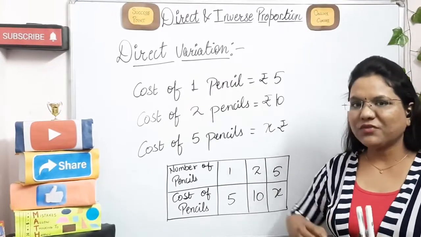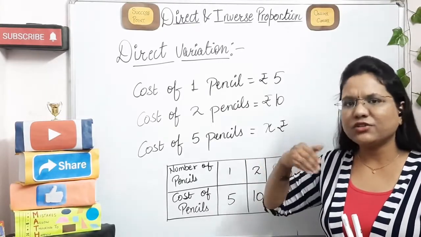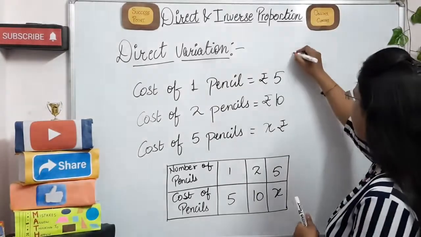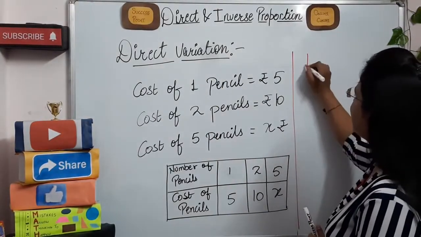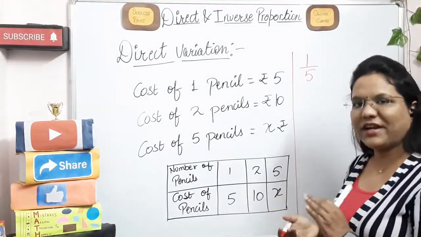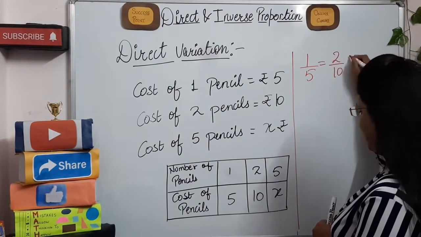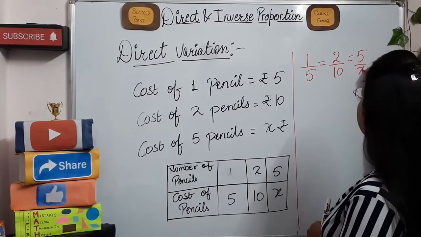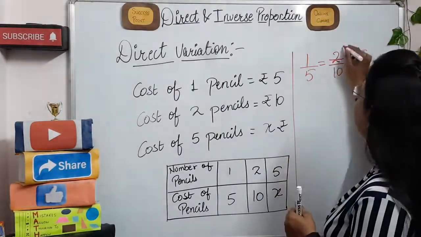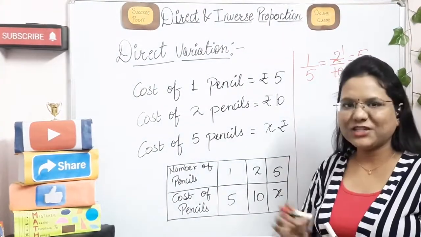Okay guys, so which concept are we doing? Direct variation. That means if one value is increased, the second should also increase. Now let's write it in the ratio form to confirm our answer. Is it a direct variation or not? Because in the exam we don't know. Is it a direct variation or indirect? Let's write it in the ratio form. 1 by 5, 2 by 10 and 5 by x. 1 by 5 we can't break it further. But 2 by 10 we can write it as 1 by 5. Okay, now that means ratios are same.